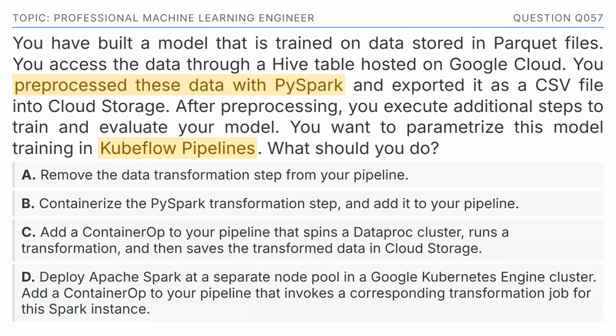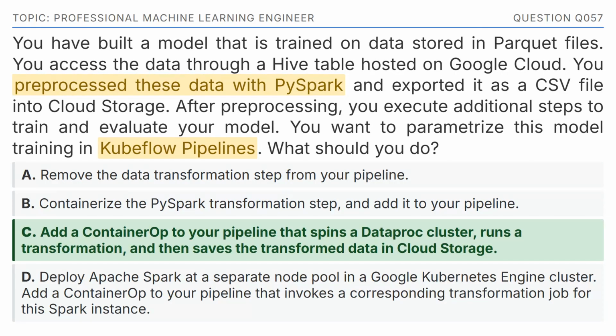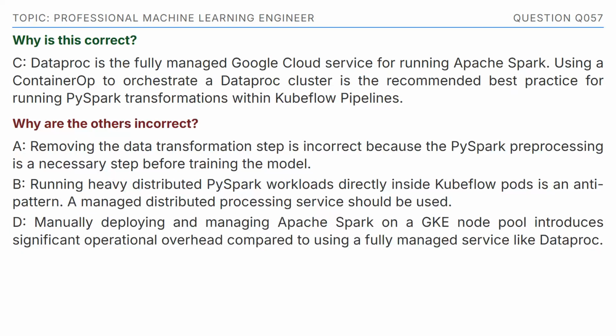To arrive at the correct answer, we focus on the keywords: pre-process these data with PySpark, Kubeflow pipelines. Correct answer is option C. Add a container op to your pipeline that spins a Dataproc cluster, runs a transformation, and then saves the transformed data in cloud storage. Why is this correct? C. Dataproc is the fully managed Google Cloud service for running Apache Spark. Using a container op to orchestrate a Dataproc cluster is the recommended best practice for running PySpark transformations within Kubeflow pipelines. Why are the others incorrect?